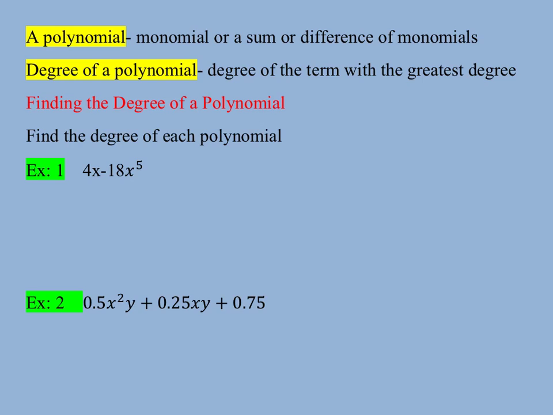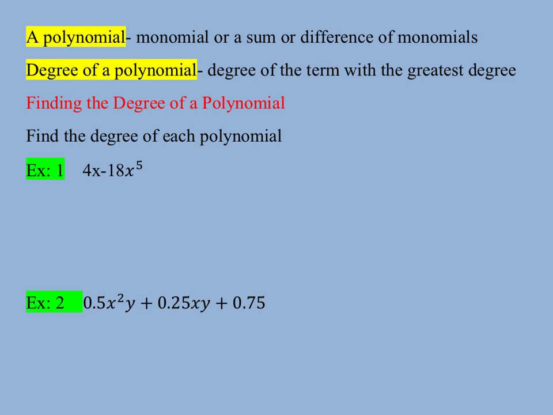Now we want to look at a polynomial. So we looked at what a monomial was, and what's the difference between a monomial and a polynomial. Essentially, a polynomial is just a monomial or a sum or difference of monomials. So it has operation symbols of addition or subtraction in there. So this right here is a polynomial. Just the 4x itself, even though it's a monomial, we would still consider that a polynomial. So a polynomial is one or more terms. Terms are always separated by addition and subtraction signs.